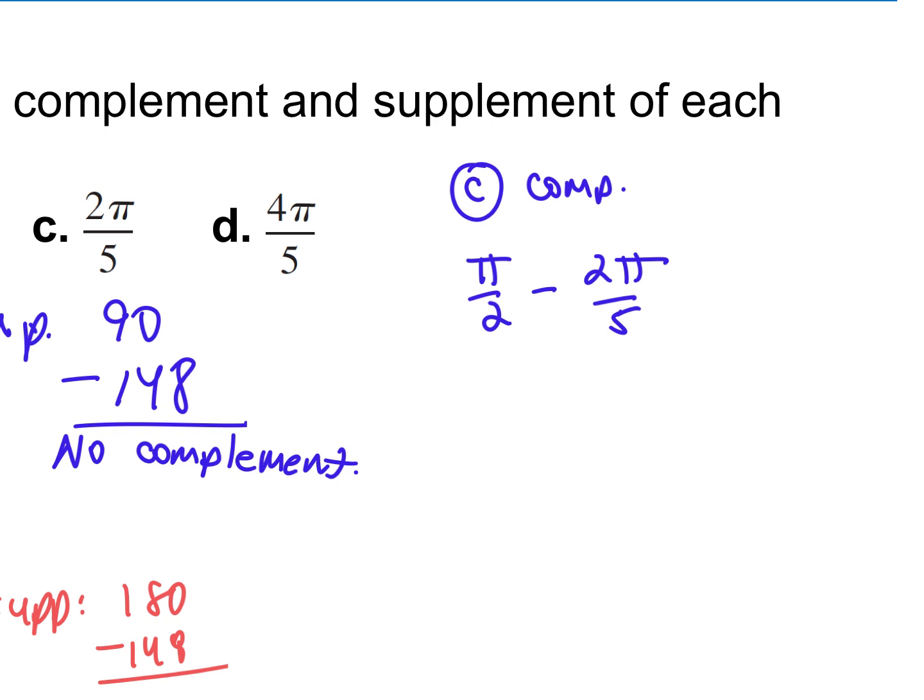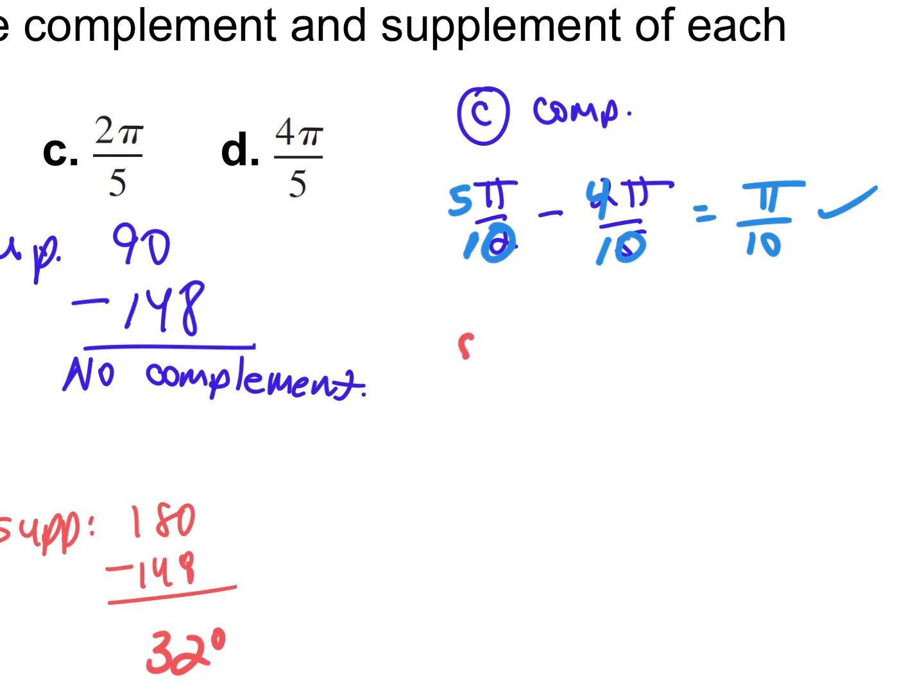So what is my common denominator here between 2 and 5? 10. So if I multiply the bottom here by 5, I get 10. So I multiply the top. You guys agree? Over here, I multiply the bottom by 2, and then I multiply the top by 2, and I get 4. So what's 5 minus 4? 1. So it's pi over 10. Is that a positive number? Yes. So that's your complement.